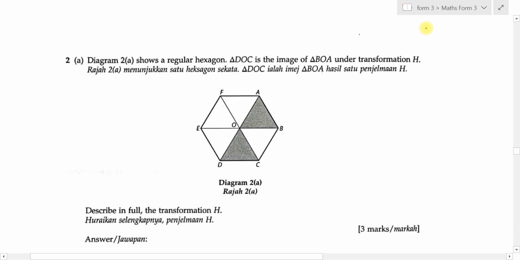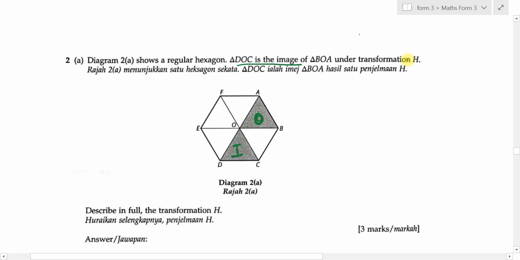Next, question 2. Diagram 2A shows a regular hexagon. Triangle DOC is the image. So this is the image of BOA. So this is the object. Under transformation H, describe fully the transformation.